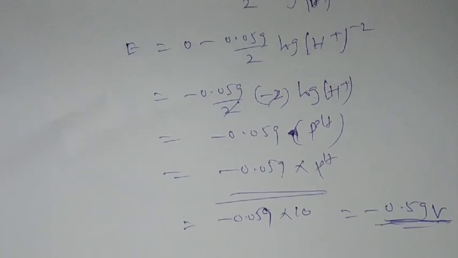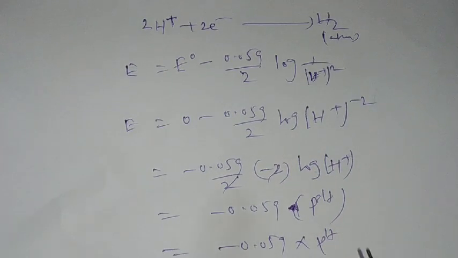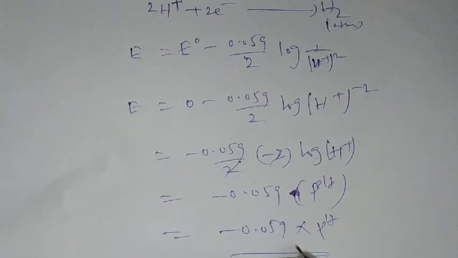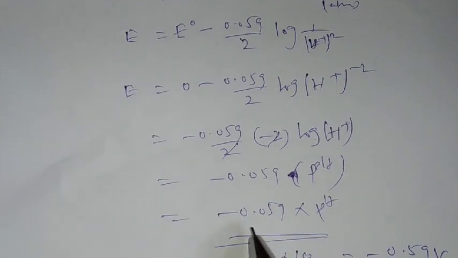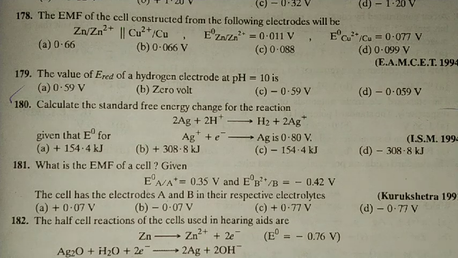Is it clear? Procedure, do you understand? Suppose if they are asking the E oxidation, just reverse the reaction, apply the process. You will get just plus 0.059 into pH. Very simple. Is it okay? Right. Look at the question number 180.